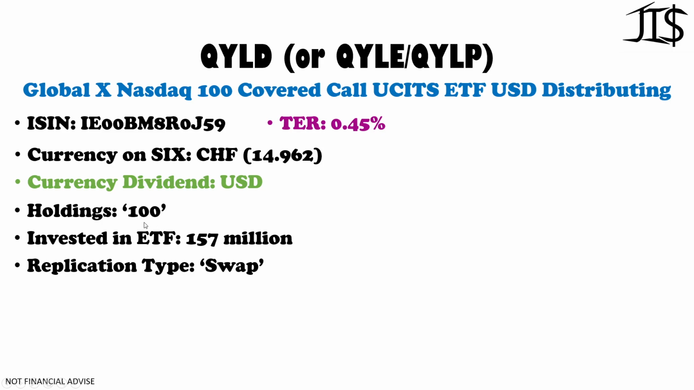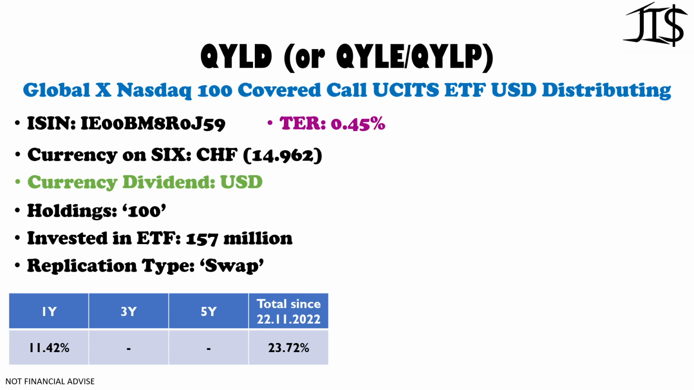They are buying the companies of the Nasdaq 100, but they are far from there. At least here there is 157 million invested into it, so they have a much larger amount of companies that are doing the covering for this ETF, but they are still buying a put option as well to cover the calls on the Nasdaq 100. And in the past year they are up 11.42%, and since their inception they are up almost 24%.